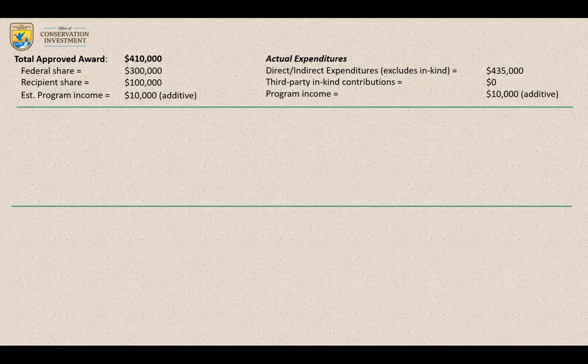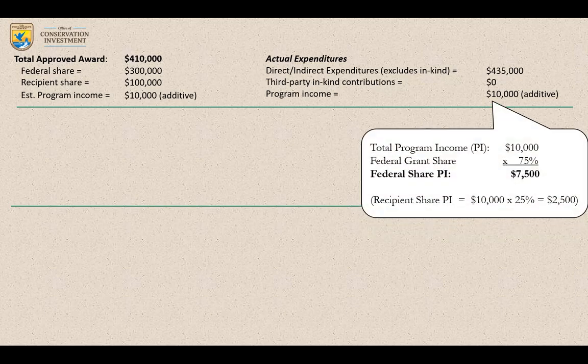It is important to note that additive program income includes both a federal share and a recipient share because of the cost share requirement for this award. The split is determined by federal and cost share percentages of the award. The federal share percentage is applied to the total amount of program income earned, or $10,000, to get the federal share of program income, or $7,500. The recipient share is similarly calculated as 25% of the total program income, or $2,500.